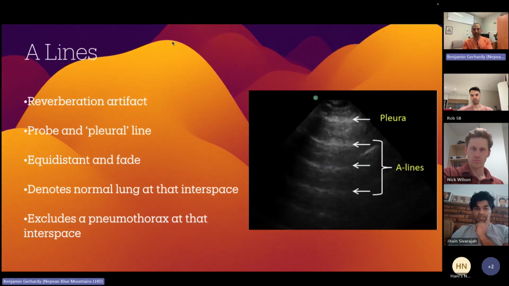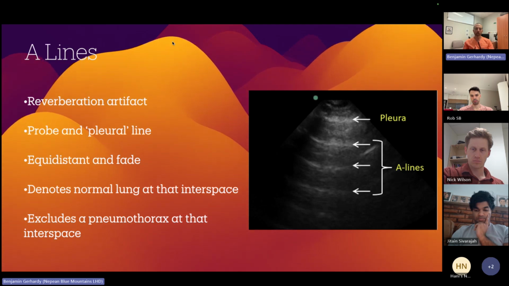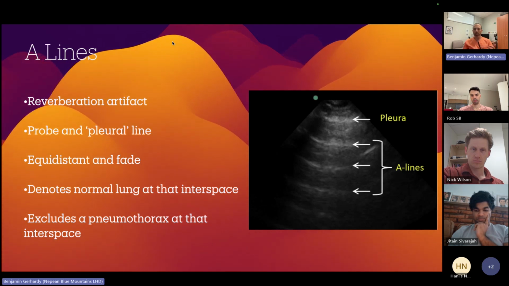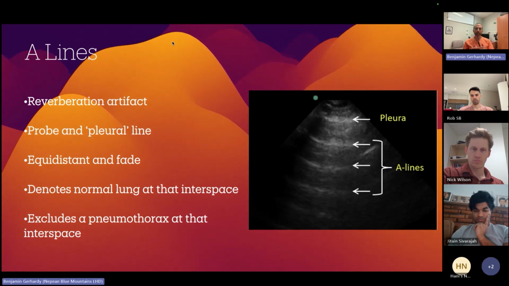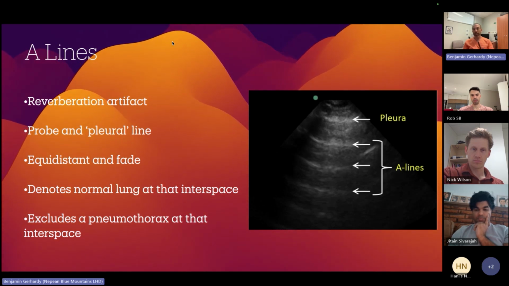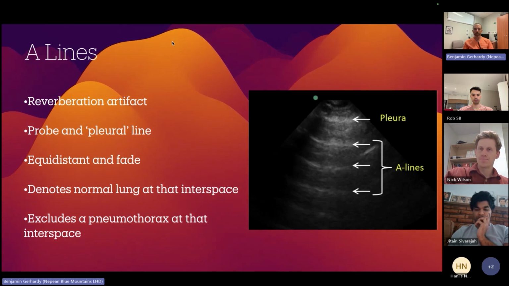For reasons that I have no idea about, we talk about A lines and B lines predominantly. So an A line is a reverberation artifact. We see this all the time when doing echoes, right? But these reverberation artifacts have a few really key points that you have to be able to recognize, because it's very easy to mistake these for pathology.